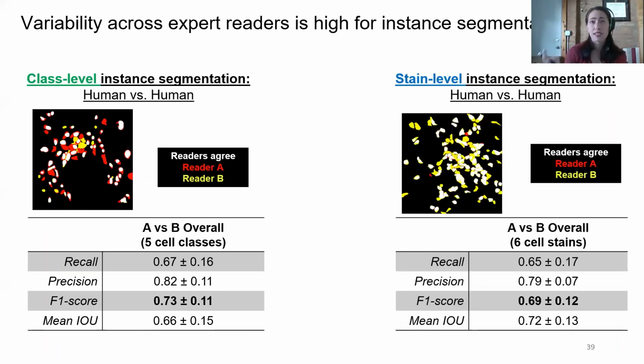Theoretically, stain level instance segmentation would be easier, just defining, okay, if this cell is positive for this stain, we're going to segment it, rather than doing a multi-stain classification. Humans are also not great at that task, still a low recall, about 0.65, and an even lower F1 score between readers.